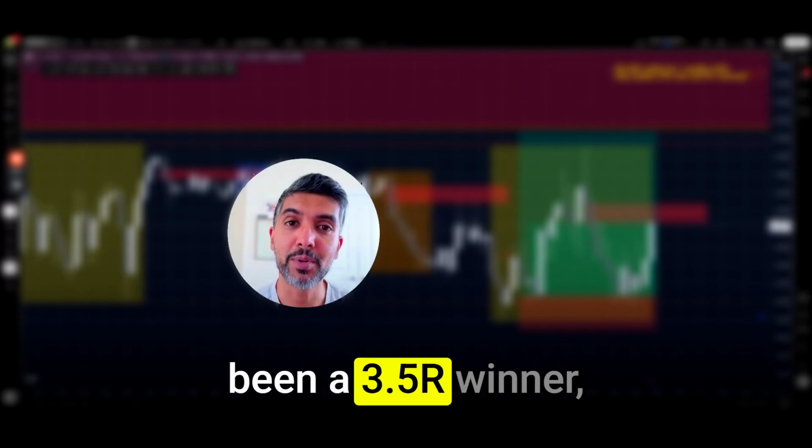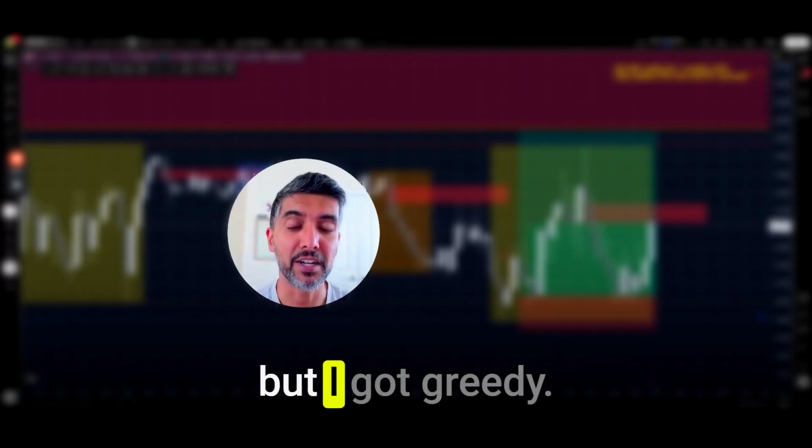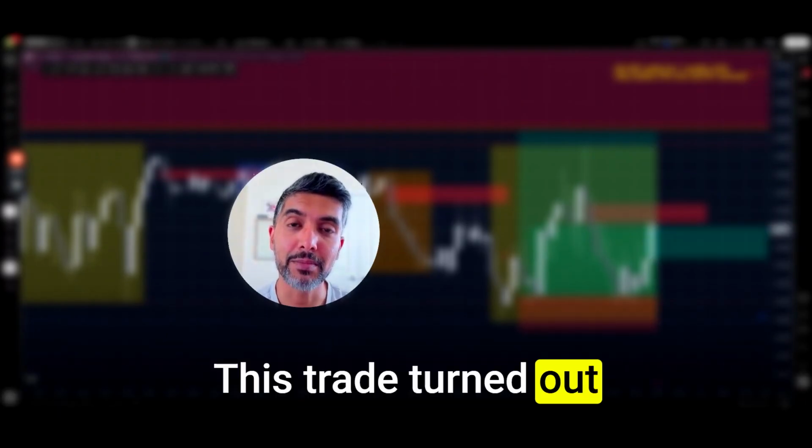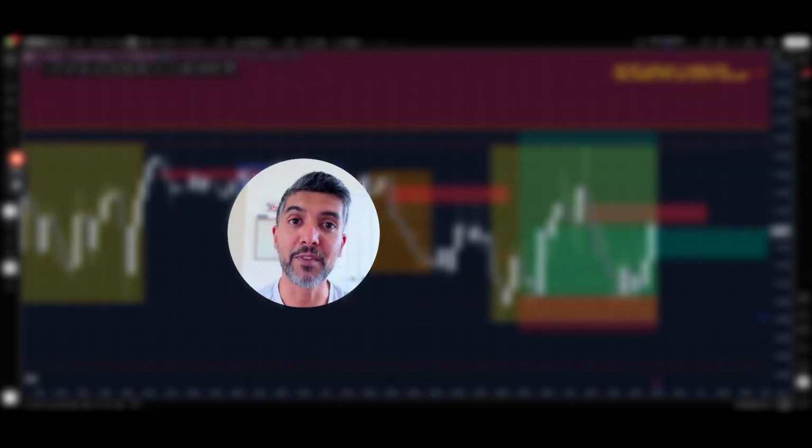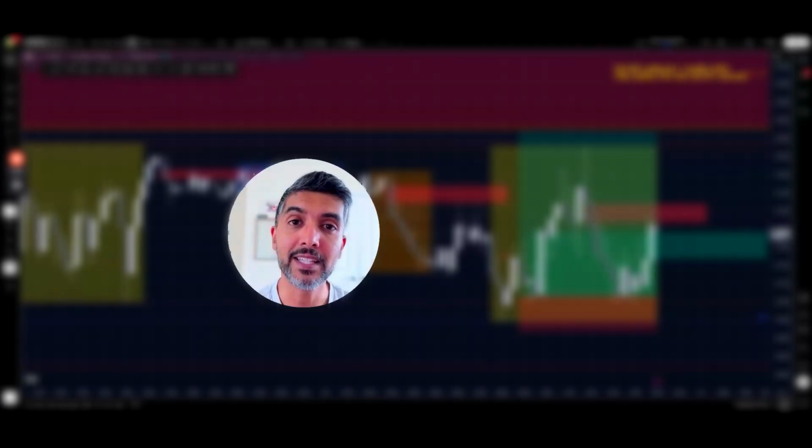This trade should have been a 3.5R winner, but I got greedy, and this trade turned out to be for a lot less. My name is Bai. I document every live trade I take and every backtest I run as I work towards consistent profitability using market structure, supply demand, and price action analysis. And this trade taught me something I still struggle with.